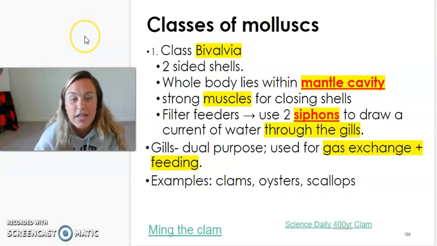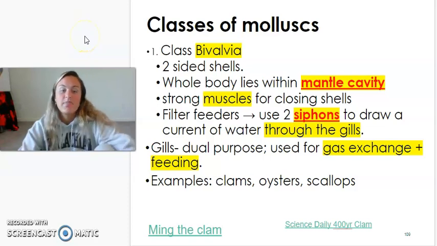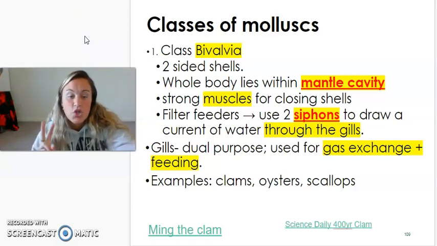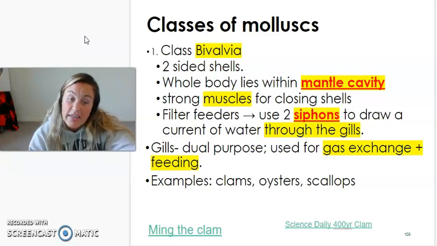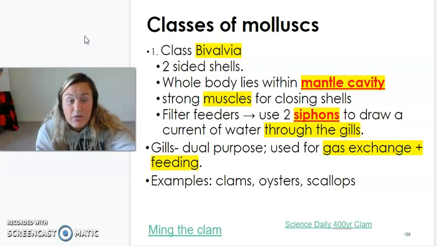All right, so our very first class of mollusk is our class Bivalvia, and this means two-sided shell. So whenever you hear the word bi, you need to think two. Whenever you think valve, you need to think basically sided, okay? So Bivalvia means two-sided shell.